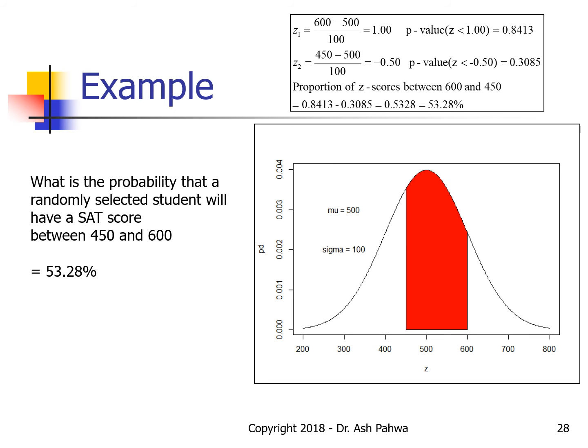We can show the same data using a graph. By drawing our empirical rule bell-shaped curve, we can display the area which is between 600 and 450. But we need to determine the probability that a randomly selected student will have a SAT score between 450 and 600. So we compute that number to be 53.28.